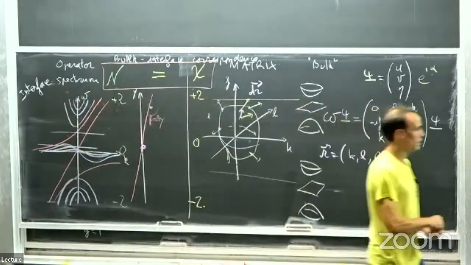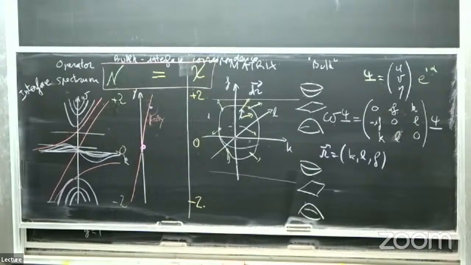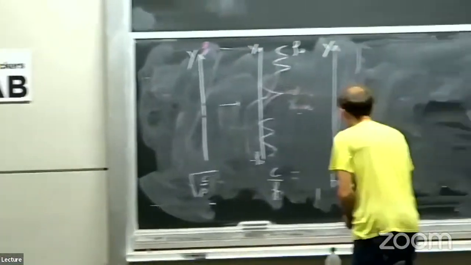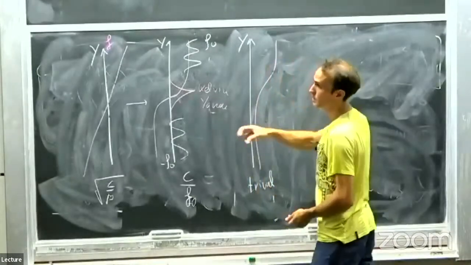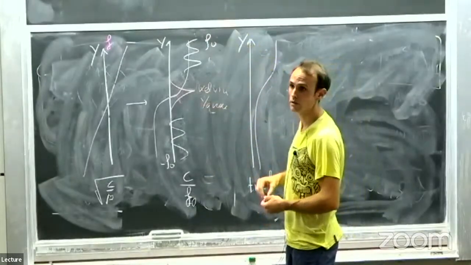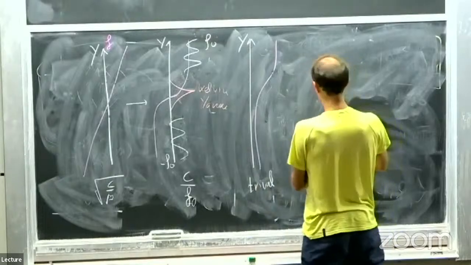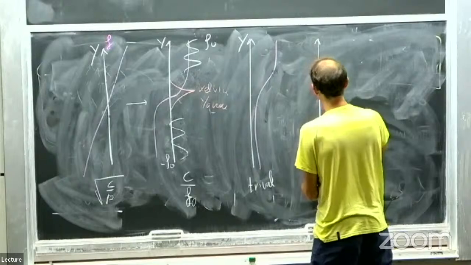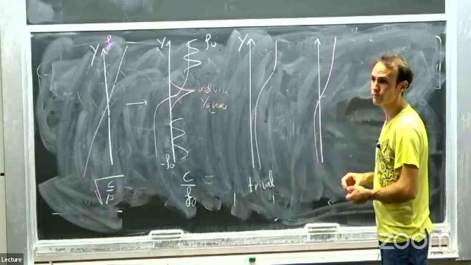Yes, we could take something. So this is topologically trivial here, in the sense that we expect no modes that cross the gap, but then we can recover a topologically non-trivial case by doing something like that.